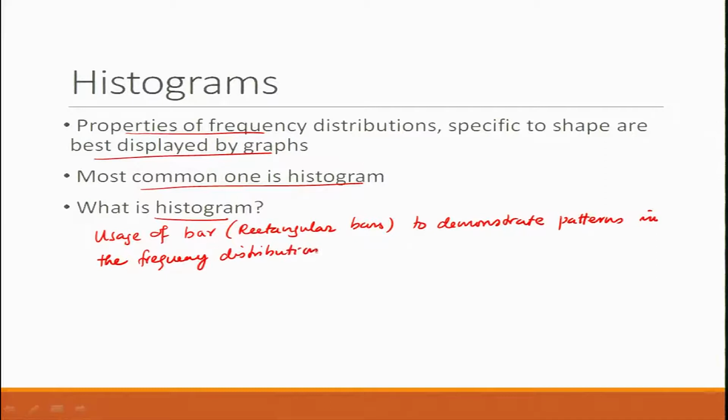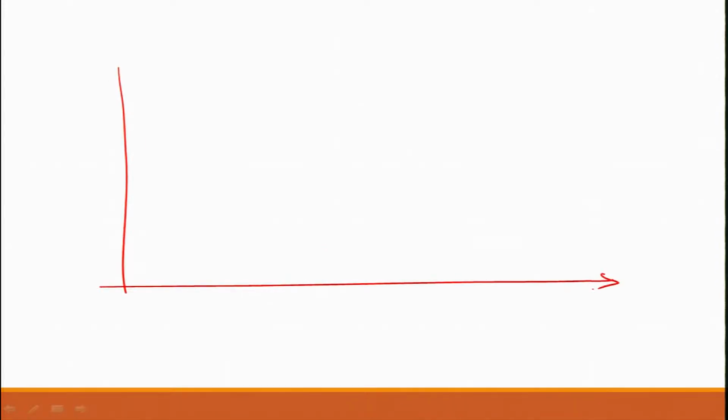Okay. Many software tools, Excel and others, will do this for you. But we will try to plot a histogram here. There are multiple ways you can plot. Here is your x-axis, here is your y-axis. On x, we will use the class marks for the time being. You can use the class width also, but this is easier for you. 1, 2, 3, 4, 5, 6, 7, 8, 9, 10. So you have your 10 classes.